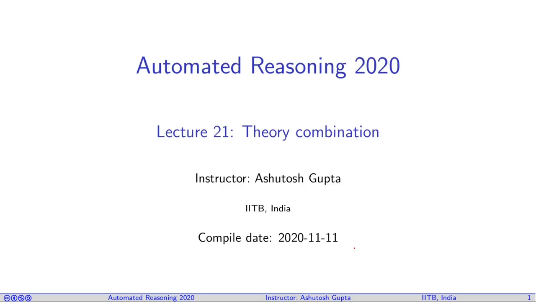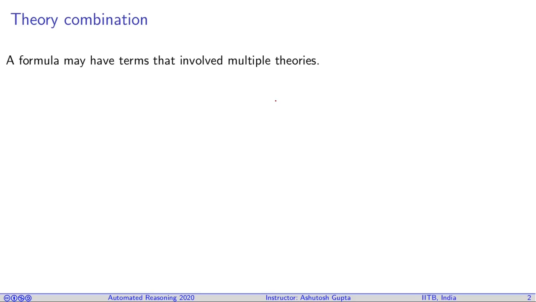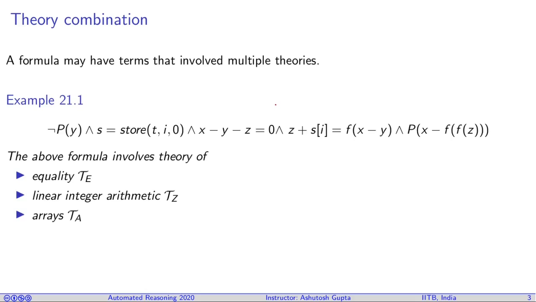Now let us study the presence of multiple theories in a single formula and how to solve them together, which is called theory combination. Usually problems don't show up in an isolated theory. They involve multiple classes of functions and predicates. For example, you may have arrays, linear arithmetic, and unknown functions, and they all show up together. Therefore, you need to apply reasoning of all these domains to solve the formula. This is called theory combination.